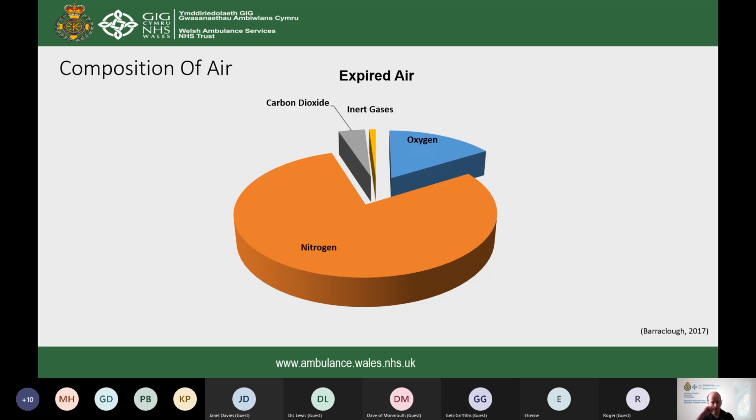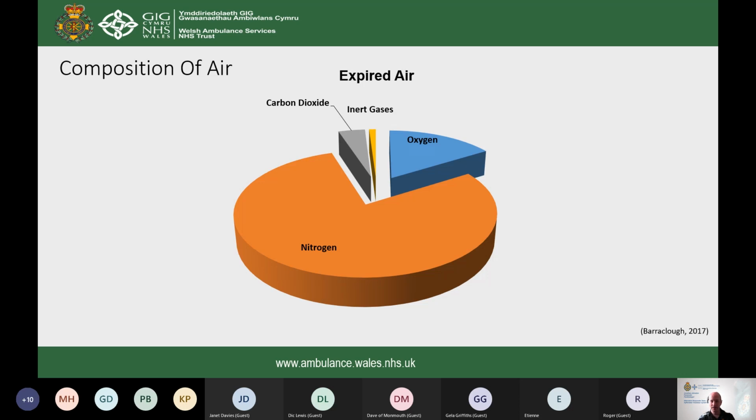Oh, cool. Inert gases. The same, and nitrogen. The same. Awesome. Cool. So yeah, we're going to breathe 16 out. We're going to breathe out 4% carbon dioxide, and then inert gases and nitrogen doesn't change because we don't absorb them. We don't use them. Awesome.